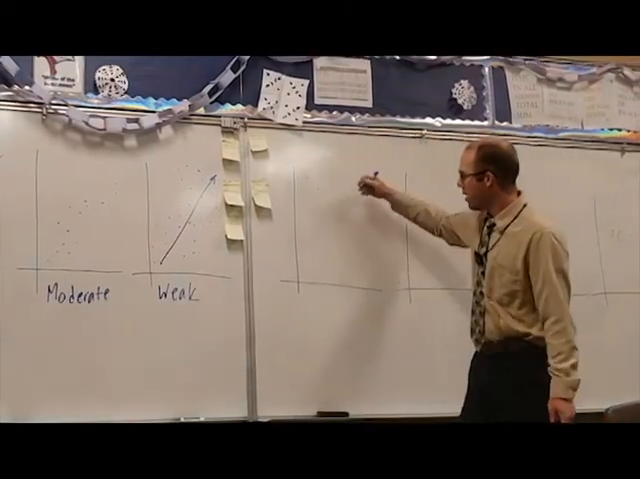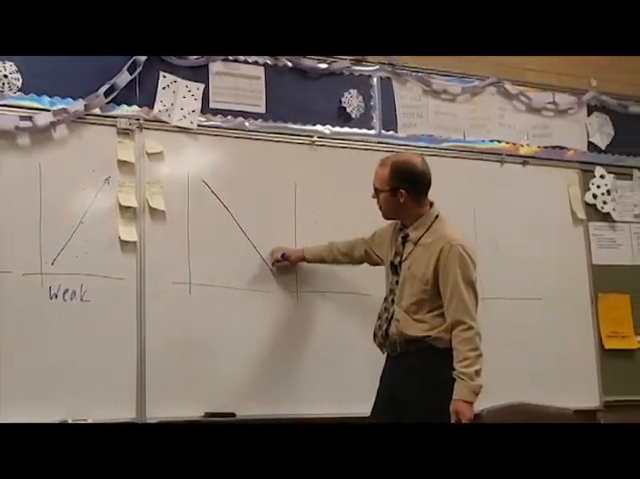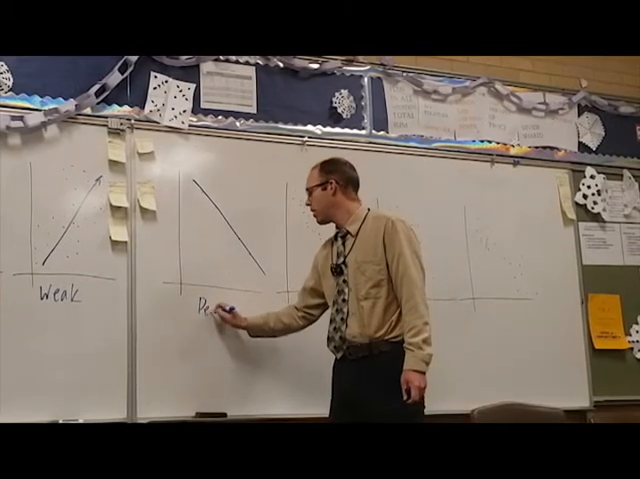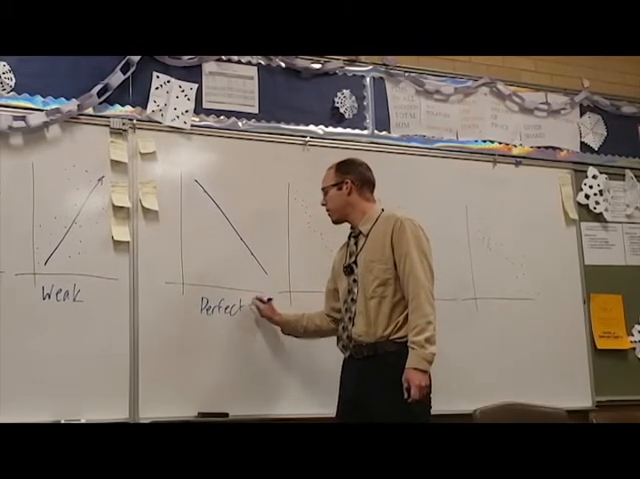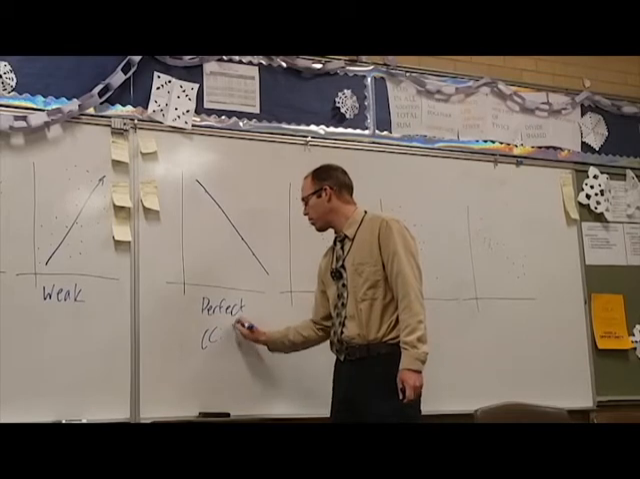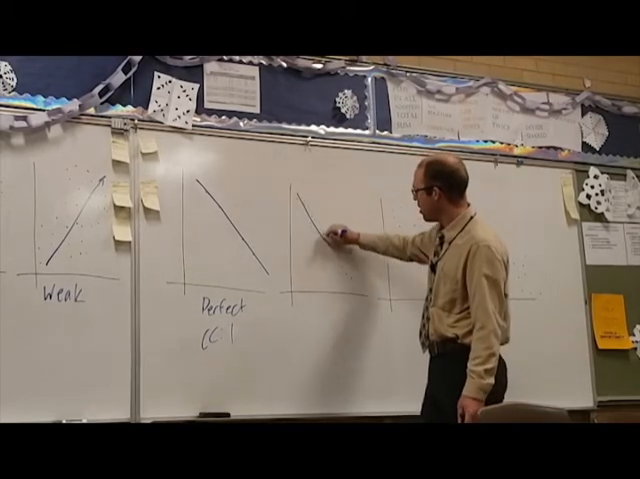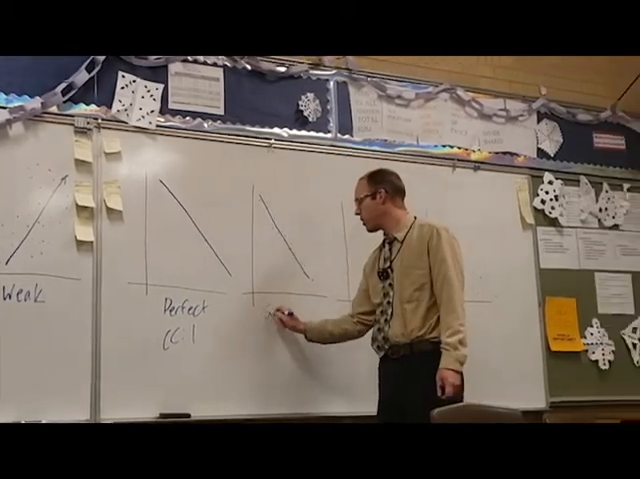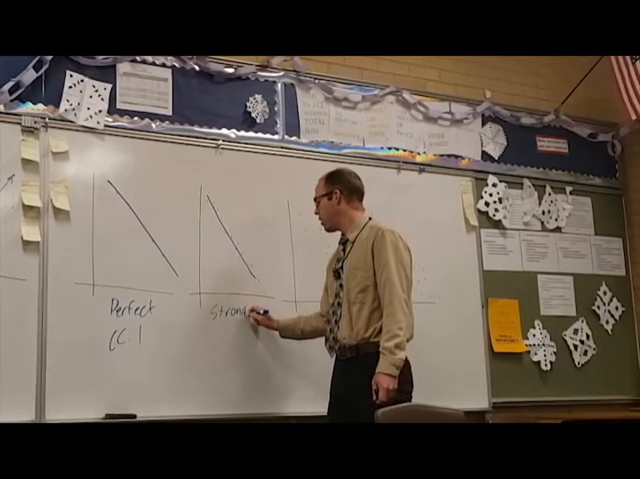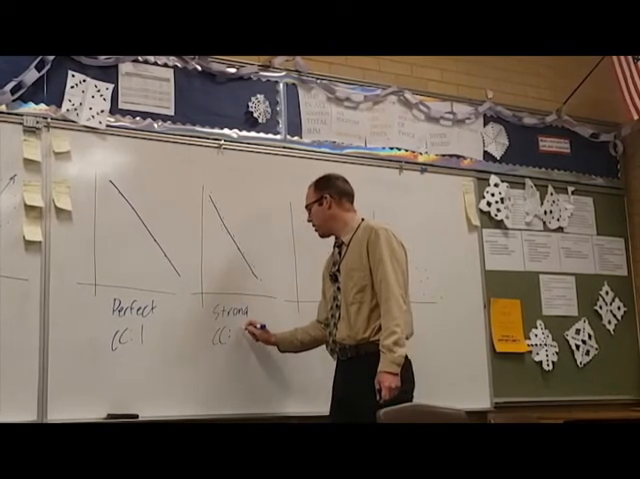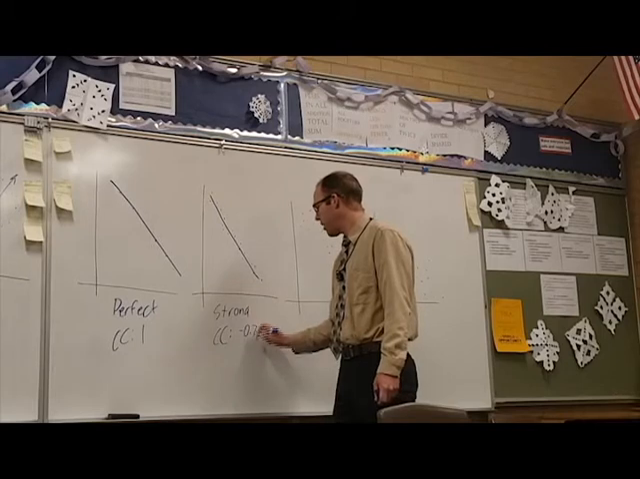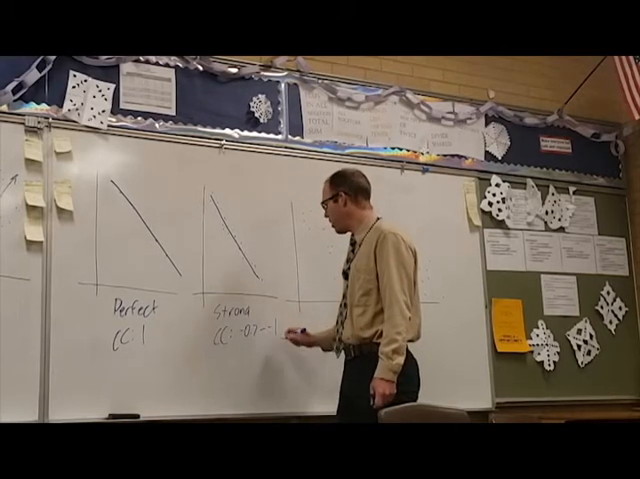Now on the negative side, we also have perfect. So these line up perfectly. That means our correlation coefficient again is 1. This is strong, which means our correlation coefficient is somewhere between negative 0.7 and negative 1.